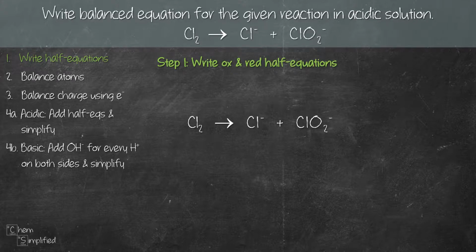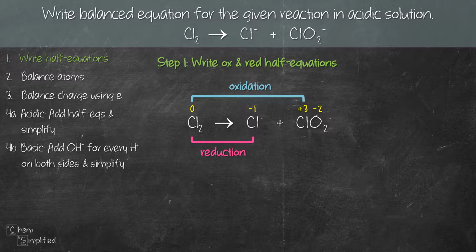Step 1. We have to write out the half equations. To do that, we'll figure out the oxidation number for each atom and then we're going to use that to find our oxidation and reduction equations. From the oxidation number, it looks like Cl2 going to ClO2 minus is going to be an oxidation equation because the oxidation number of chlorine increased from 0 to +3, whereas Cl2 going to Cl minus is a reduction because the oxidation number for chlorine decreased from 0 to -1.